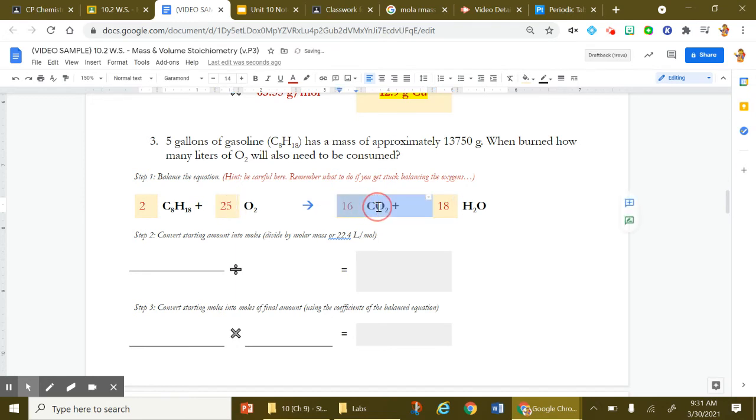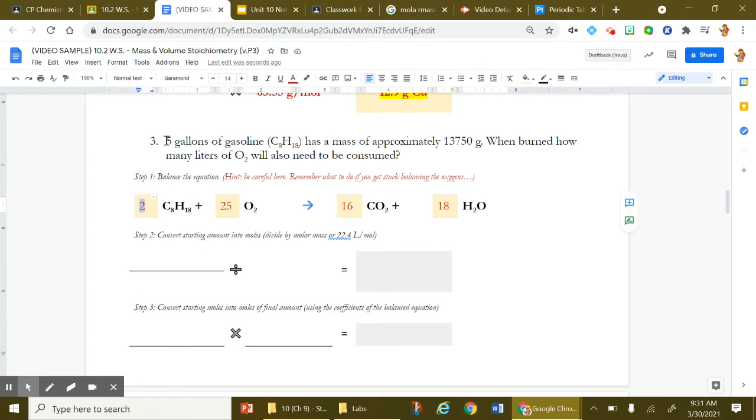All right. 16 times 2 is 32. 18 times 1 oxygen is 18. That's 50 oxygens on this side. So we would need 25 O2s. All right. Great. So now, this is the tricky balancing one. My hint to you guys was that's a 2 right there in front. Okay. So hopefully this is helpful to you.